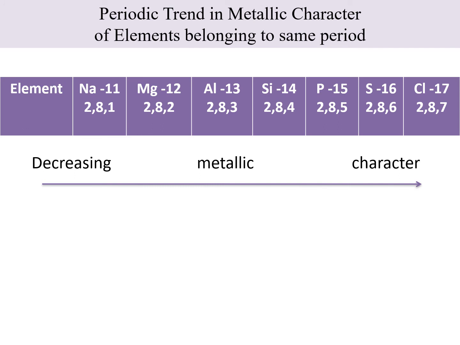As the atomic number increases, the nuclear charge also increases. As the nuclear charge increases, the force with which the electrons in the valence shell are held also increases. So the electrons in the valence shell are held more and more tightly as we move from left to right. As a result, the metallic character goes on decreasing or the non-metallic character goes on increasing. The first 3 are metals, sodium, magnesium and aluminium.